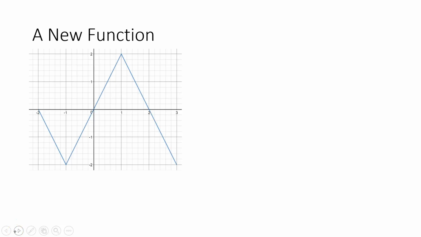So the first thing we're going to do is define a new function in a new way that we haven't seen before. What we're going to do is use an integral to actually define a function. So we have this function right here, and it looks like it's just a few different line segments, each with a slope of either -2 or +2.